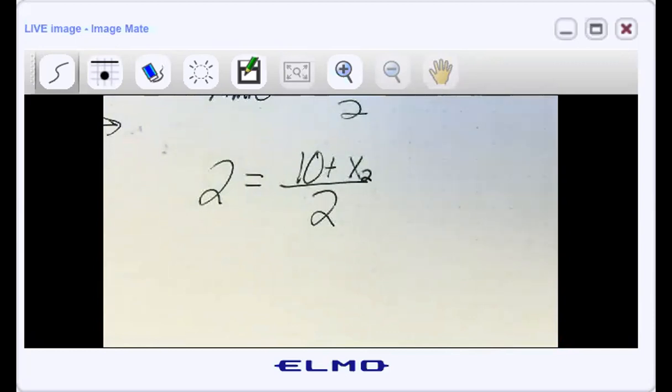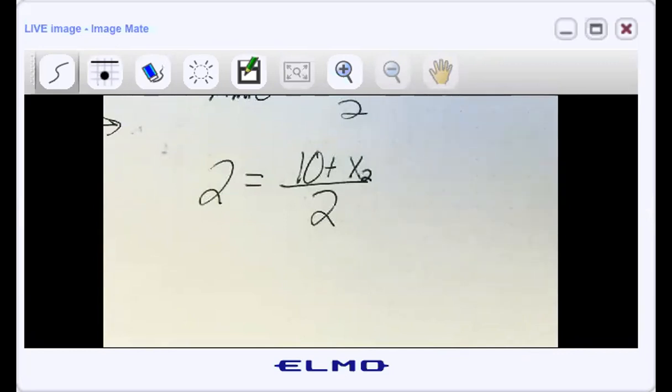You can send it to me in the chat. You can unmute yourself and tell me. Think back to algebra. What would you do first? Divided, like figure out what 10 plus x is. So then you put 10x divided by 2. So you're on the right track.